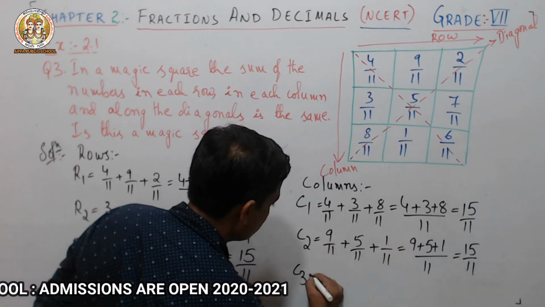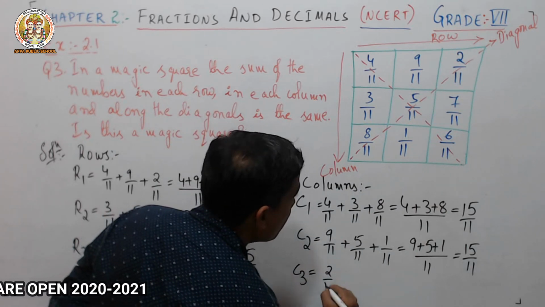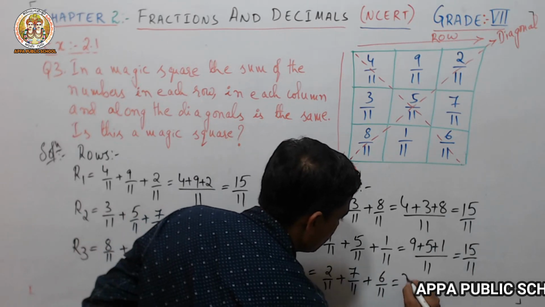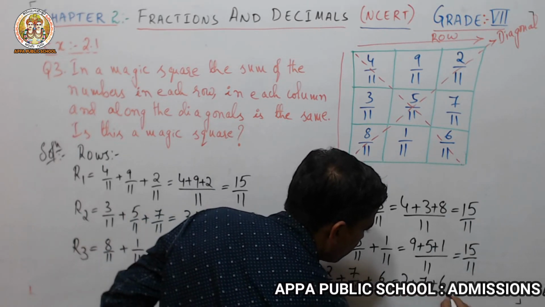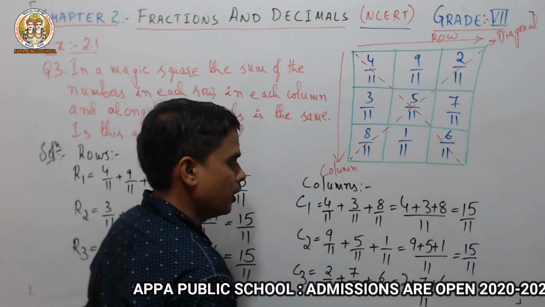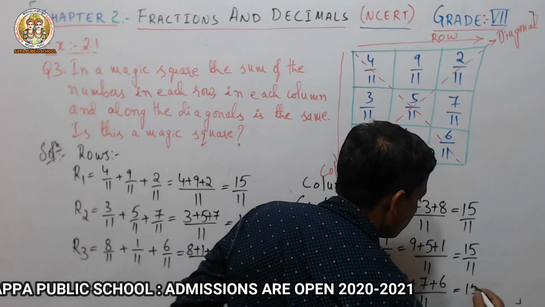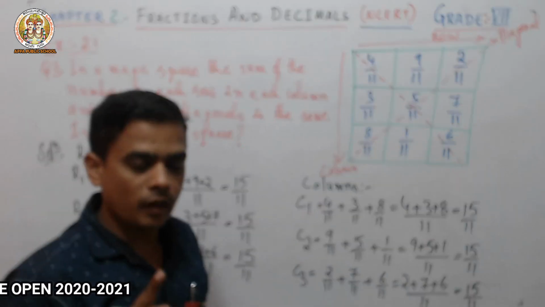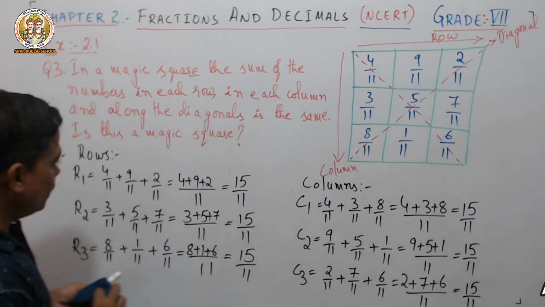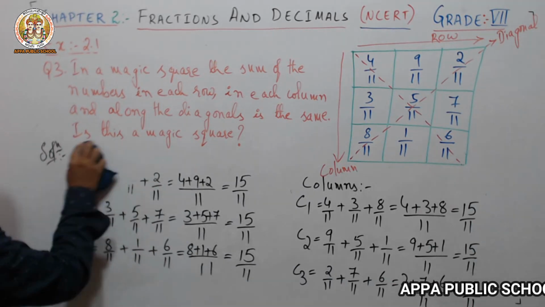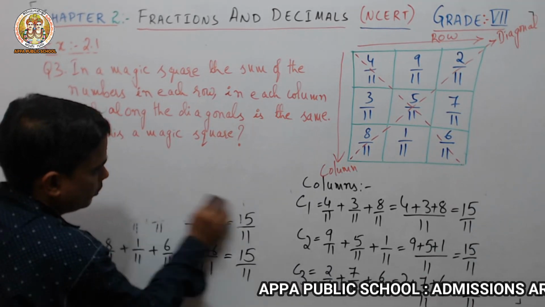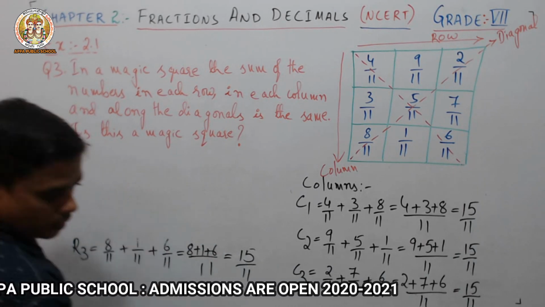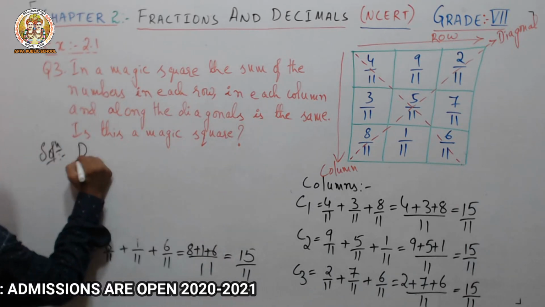Next, I'll go with the third column. What is the third column? 2 by 11 plus 7 by 11 plus 6 by 11. That is 2 plus 7 plus 6 whole divided by 11. 2 plus 7 is 9, 9 plus 6 is once again 15 by 11. So I have calculated for rows and I have calculated for columns. Next I have to calculate for diagonals.